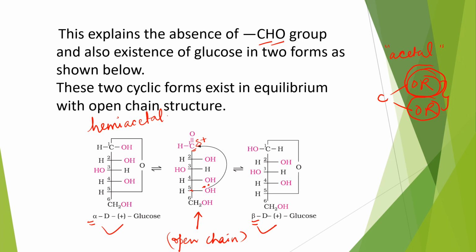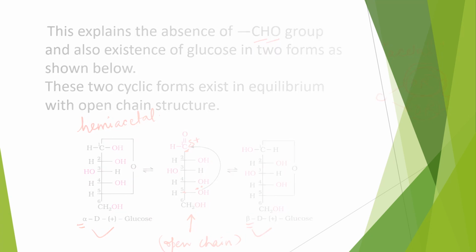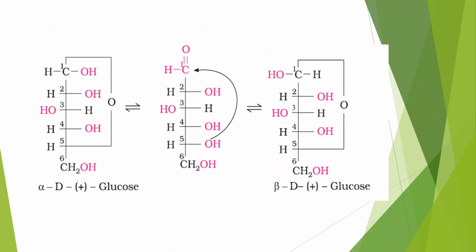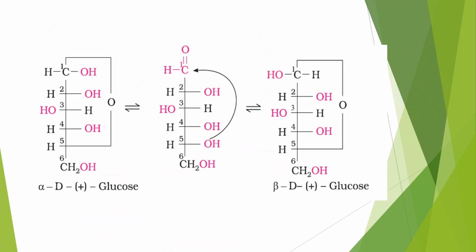So as I have already mentioned, the open chain of glucose has this fifth carbon atom in which the oxygen atom has an electron pair which reacts with this carbon having an electrophilic center. So it leads to the formation of two rings, that is, hemiacetal structures.